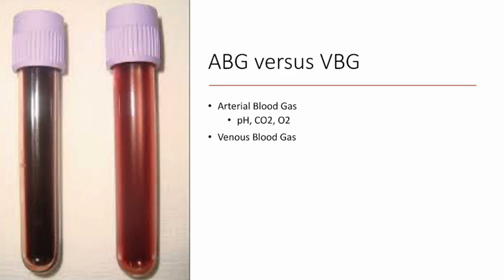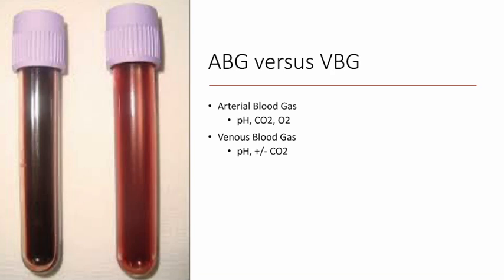In terms of metabolic demand, take for example a patient that just got up out of their bed, they walked over to the bathroom, and you were to draw a VBG right after they got back into the bed. Well, the metabolic demand for their muscles will result in a higher level of CO2 and a lower level of oxygen on the VBG. So a VBG has more variation on the CO2 and oxygen content.